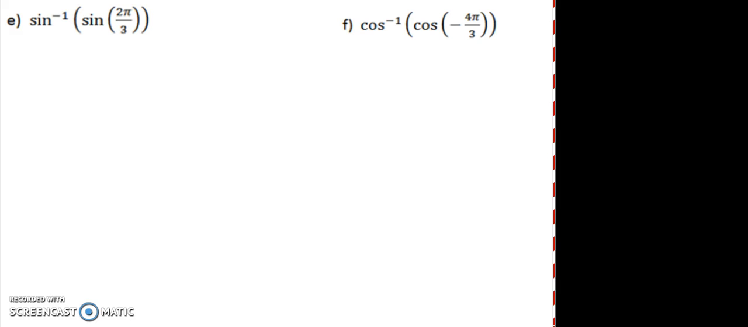On part E, arc sine of sine of 2 pi over 3. Don't just assume, oh, arc sine and sine undo each other, thus the answer is 2 pi over 3. Sometimes yes and sometimes no. Actually, it only technically works if you're in the first quadrant, but you'll see why here.